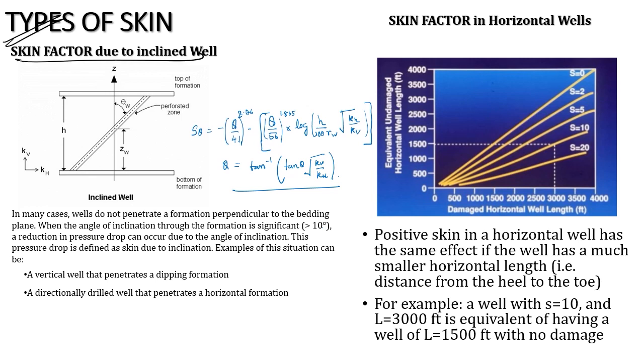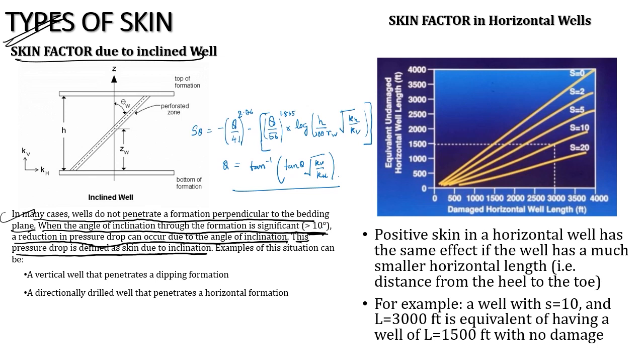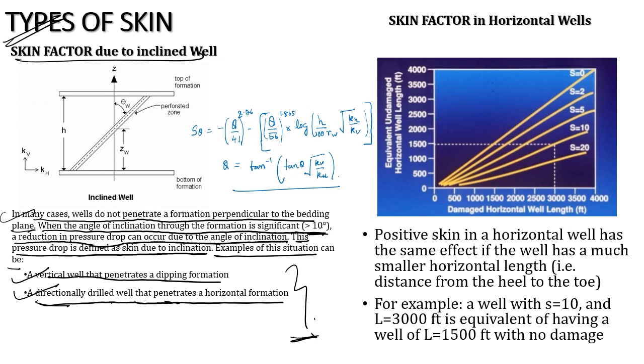Skin factor due to inclined well. In many cases, wells do not penetrate a formation perpendicular to the bedding plane. When the angle of inclination to the formation is significant, that is, if my angle of inclination is greater than 10 degrees, a reduction in the pressure drop can occur due to the angle of inclination. This pressure drop is defined as skin due to inclination. Examples of the situation can be a vertical well that penetrates a dipping formation, and a directionally drilled well that penetrates the horizontal formation. So these two cases will be found, and because of these two cases, I will get an additional skin, that is skin due to inclination of the well.